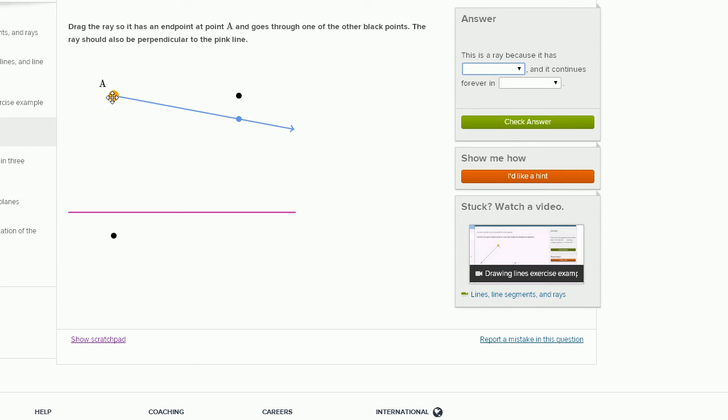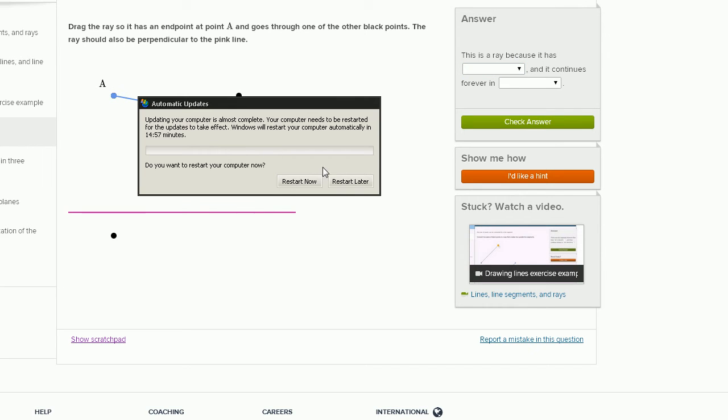So perpendicular is basically a line that intersects the secondary one at exactly 90 degrees. Any less or any more will not be a perpendicular line. So it goes through one of the other black points. It starts off at A. We're working with a ray again.